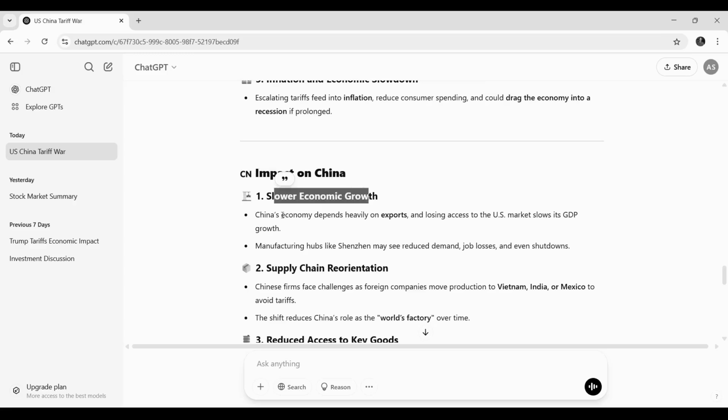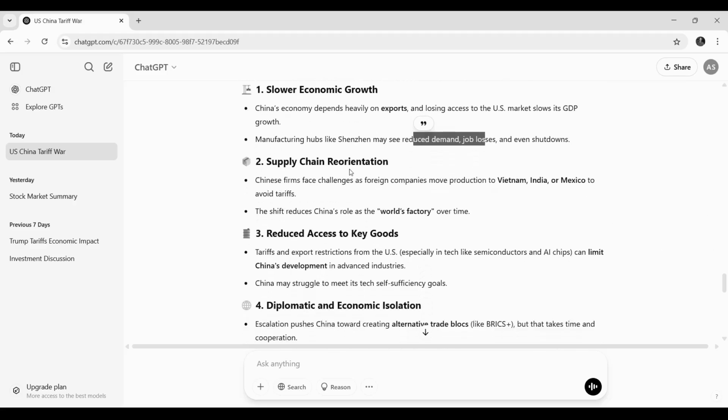Now, what will be the impact on China? Slower economic growth. China's economy depends heavily on exports. We know that China exports a lot, especially to the US, and losing access to the US market slows down its GDP growth. Manufacturing hubs like Shenzhen may see reduced demand, job losses, and even shutdowns. Supply chain reorientation: Chinese firms face challenges as foreign companies move production to Vietnam, India, or Mexico to avoid tariffs. This shift reduces China's role as the world's factory over time.